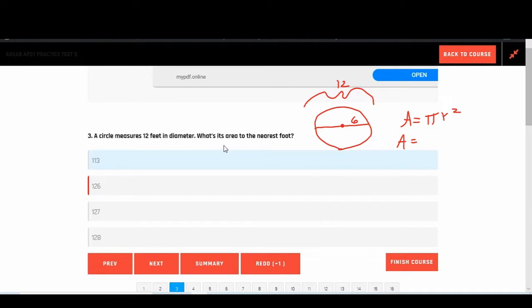Again, even though it's not stated here, since we're working things out by hand, we're always going to use 3.14 for pi. So let's go ahead and plug that in. 3.14 for pi. Again, this radius is 6, and that's squared.